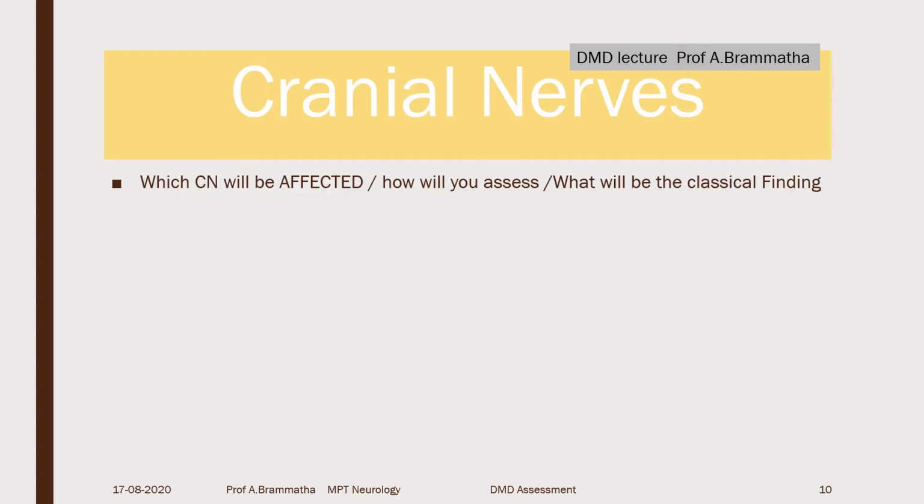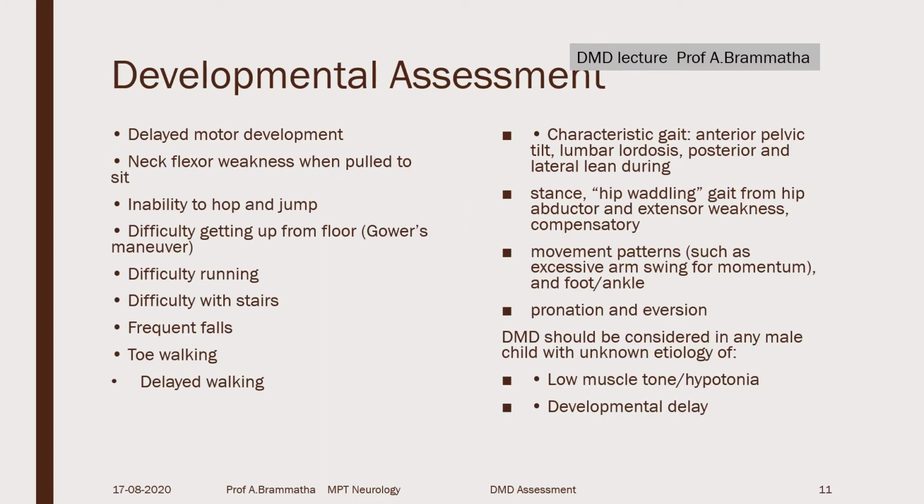Cranial nerves as such, in DMD, none of the cranial nerves are affected because of DMD. So we can look into the developmental assessment, because you're picking up the child in the early stage. So whether there is any delayed motor development, as a part of the screening to rule out other diseases and to channelize the diagnosis of DMD, this is done. So neck flexor weakness when pulled to sit is the classical sign which you have to look. Inability to hop and jump, Gower sign, difficulty in running, ascending and descending steps, and frequent falls, toe walking because of tightness of TE and weakness, and maybe delayed walking.